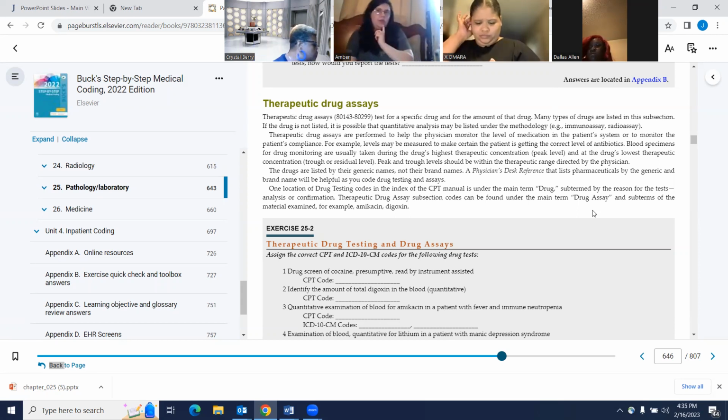80306. Yes, what page are you on? 604. And what does it say on page 604? Read by instrument assisted direct optical observation. Correct, includes sample validation. So make sure you're writing these page numbers down so you can go back and reference what she found and what it states. 80306 is the correct answer. What page again? I'm sorry, Amber. 604. Page 604.